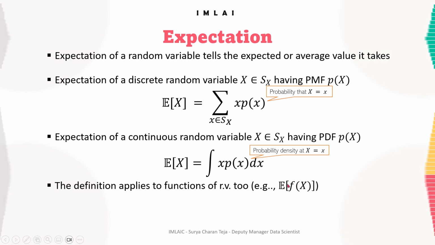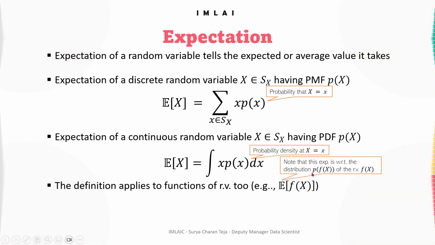Whatever definitions we have seen here, we have defined with respect to the random variable, but we can also apply the same definition to functions of a random variable. That means if you have a function f of capital X equal to capital X squared plus 2, you can apply the same formula to calculate the expectation of a function of a random variable.